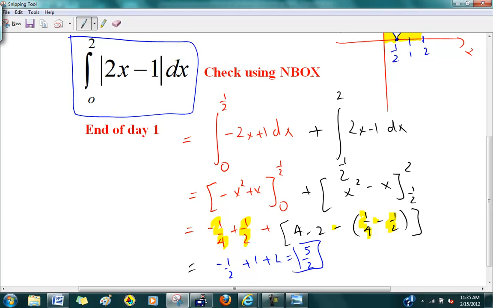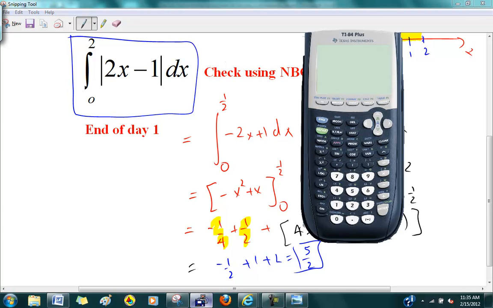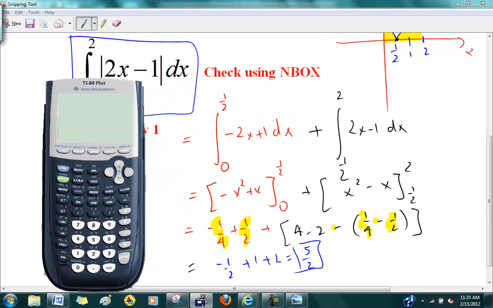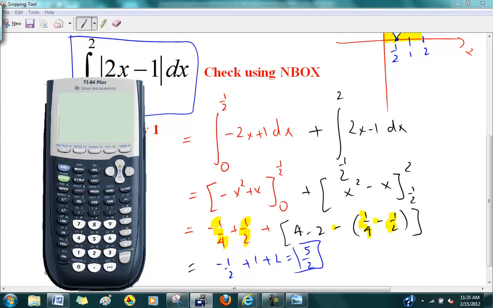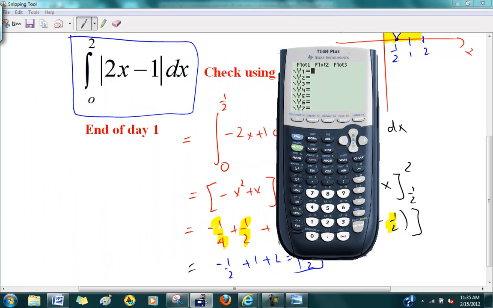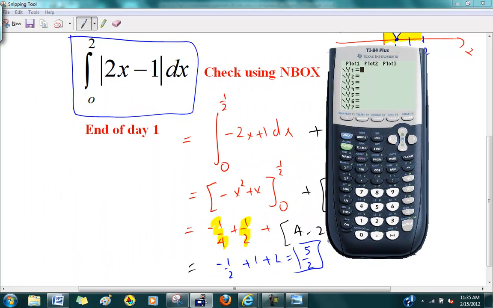Okay. Let's see if I smoked on this or not. Let's go bring our assistant. Turn her on. Change our function. So the function we want is absolute value 2x minus 1. So you guys know where that is. So you can go into math, num. Very first one is absolute. So you got 2x minus 1. Go graph that.